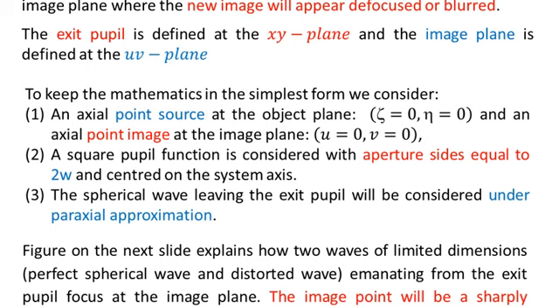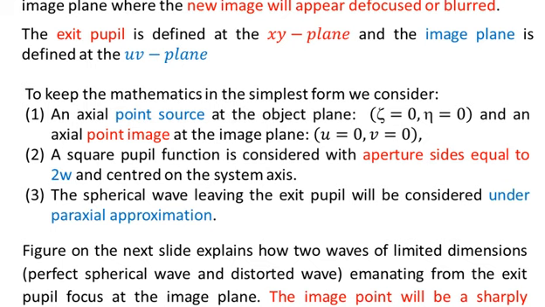To keep the mathematics in the simplest form, we consider, number one, an axial point source at the object plane. So zeta is equal to 0, eta is equal to 0, and the axial point image at the image plane u is equal to 0, v is equal to 0. So we have given the positions of the axial object point and the axial image point. Second, a square pupil function is considered with aperture size equal to 2w and centered on the system axis. So here we are going to consider a square pupil function with the sides equal to 2w and of course centered at the center of the coordinate axis.